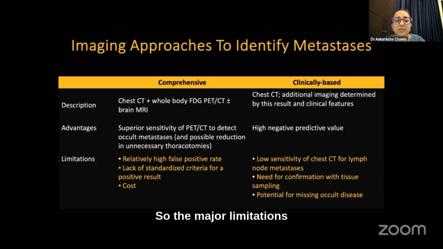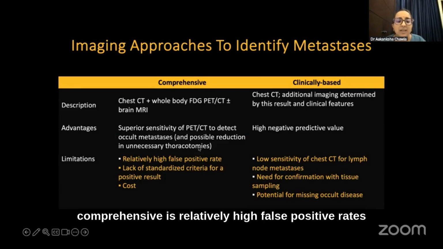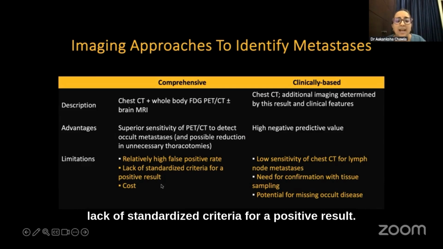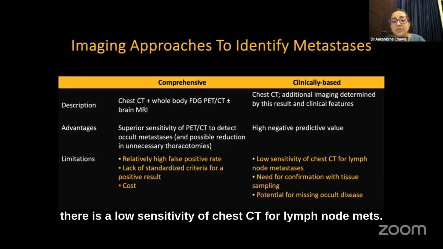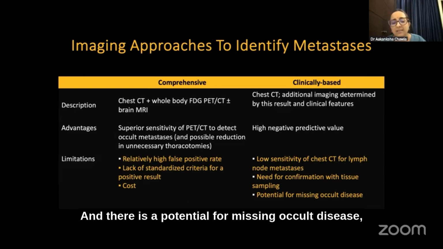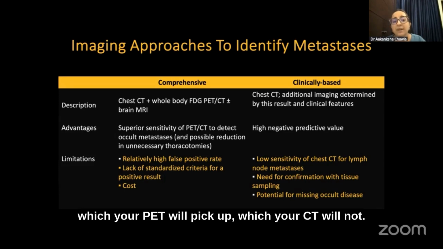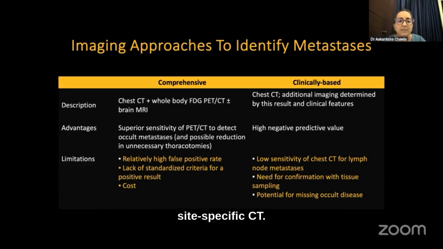So the major limitations of comprehensive and clinical based approaches: comprehensive has relatively high false positive rates with the PET, lack of standardized criteria for a positive result, and of course whole body PET becomes expensive. Clinically based, there is a low sensitivity of chest CT for lymph node mets. There is a need for confirmation with tissue sampling. And there is a potential for missing occult disease, which your PET will pick up, which your CT will not, especially if you're doing a site specific CT. So, these are the major limitations of each approach.